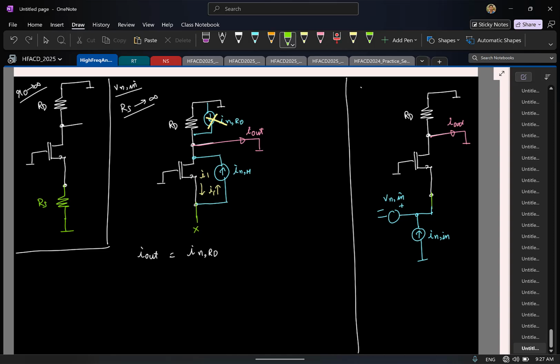So which means this current and this current both are equal. Then what is the current flowing out? 0, right? I mean this current is essentially the difference between the current flowing this way and the current flowing down. Both the currents are equal, so IOUT is 0. Because this current will essentially circulate within itself.